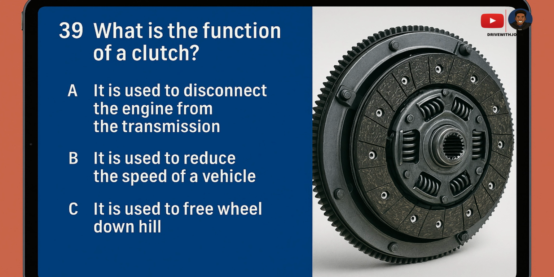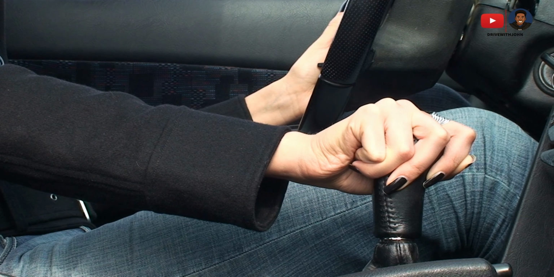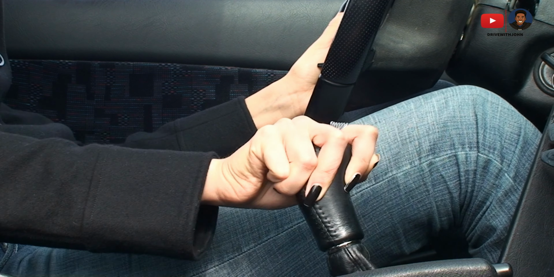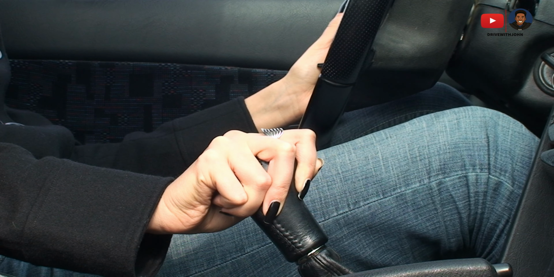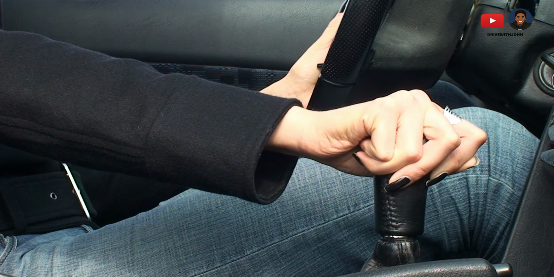Okay, you've seen it. Let's answer the question. What is the answer to question 39? Is it A, or is it B, or is it C? The correct answer is A. It is used to disconnect the engine from the transmission. Why? So that you can change gear into a different gear. A higher gear, weaker gear but faster, or a lower gear, stronger gear but slower. Okay, that's the answer for question 39.